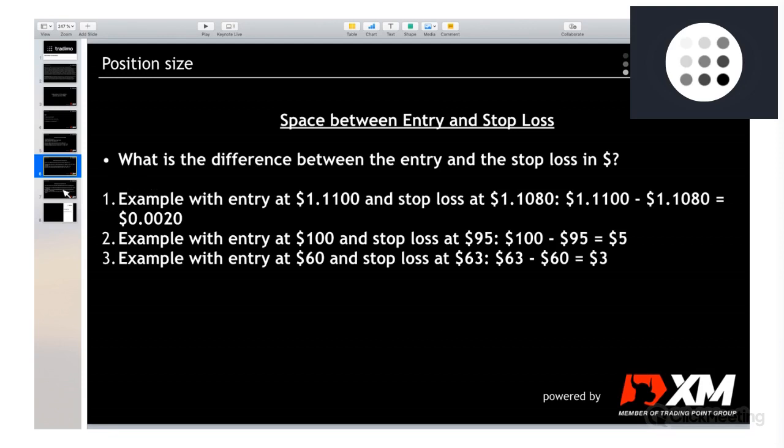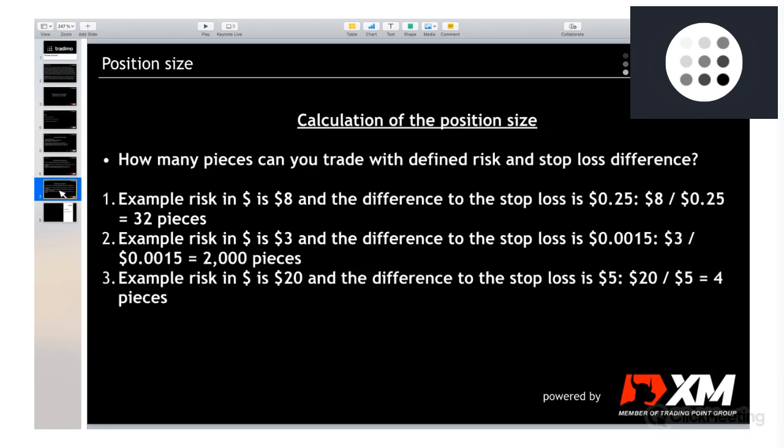Then we can go over to the third and final step, the calculation of the optimal position size. And this is how many pieces you can trade with defined risk and stop loss difference. Again, I have 3 examples here, and this has nothing to do with the examples before in the recent slides of the presentation. So this is pretty standard here.